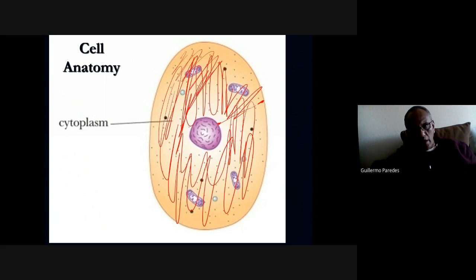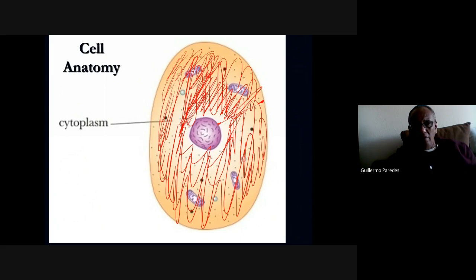All right? So where are the mitochondria? The mitochondria are located in the cytoplasm. Where are the lysosomes, et cetera? In the cytoplasm. The nucleus is going to be located in the cytoplasm, okay? Immersed in the cytoplasm.